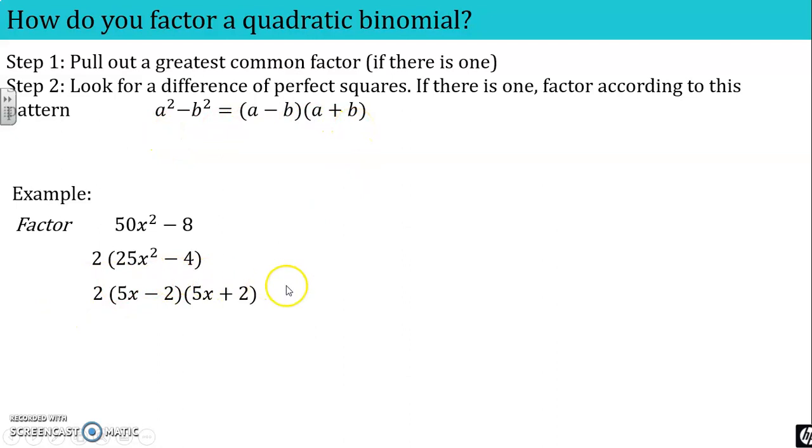So my final answer will be this: 2 times 5x minus 2 times 5x plus 2. Once again, if you wanted to double check that this was correct, you could FOIL these two binomials together and then distribute the 2. It would lead you back to the original question. All right, so our final answer for this one is right here.